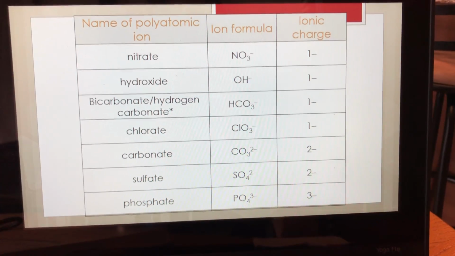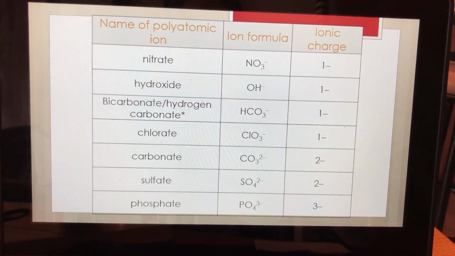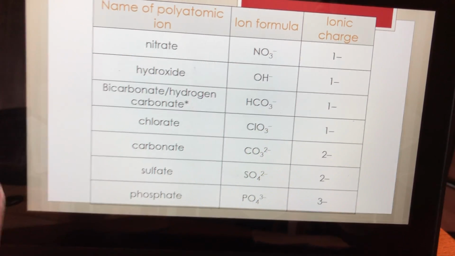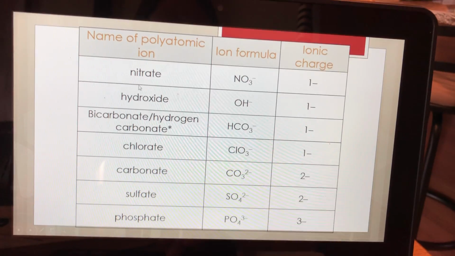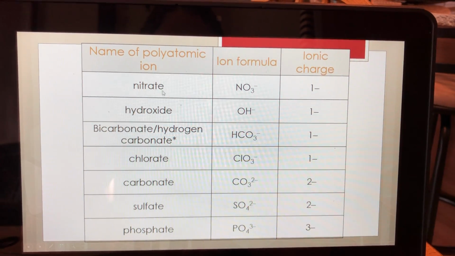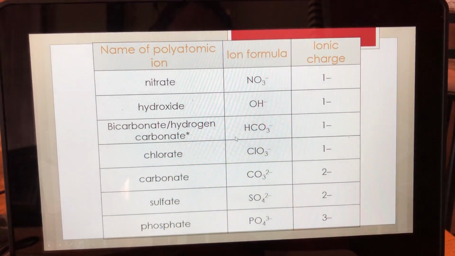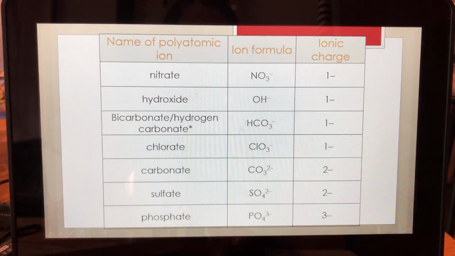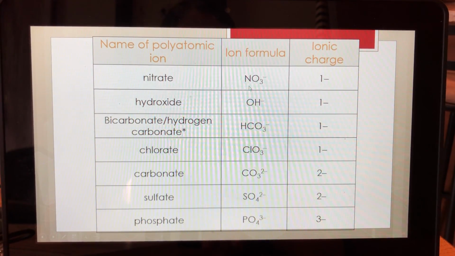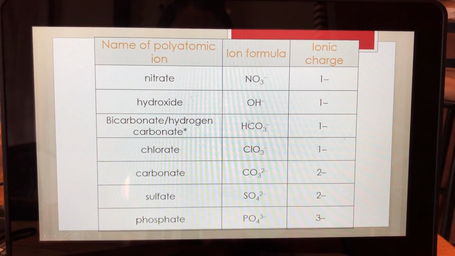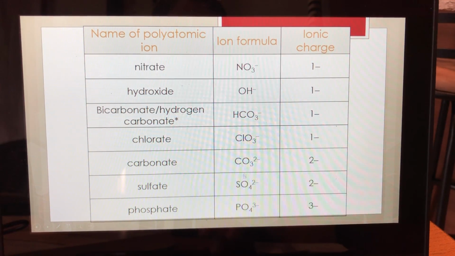So here are some examples of polyatomic ions. Notice the trend for polyatomic ions is the ending is usually ate, A-T-E, except for hydroxide, that's an exception. But you can always recognize a polyatomic ion with the ending A-T-E. You will always be given polyatomic ions on the back of your periodic table, so you don't have to memorize them. For example, nitrate is NO3 -1, hydroxide is OH -1, chlorate is ClO3 -1, and so on.